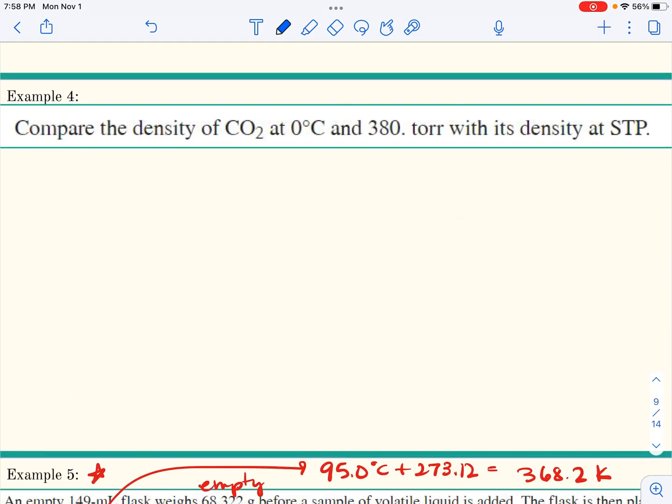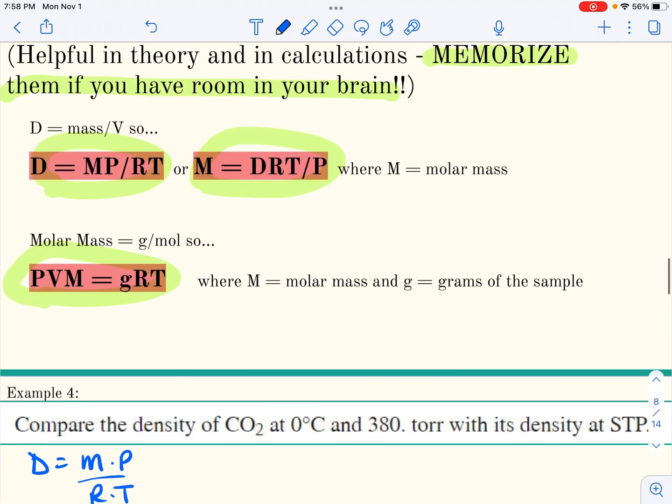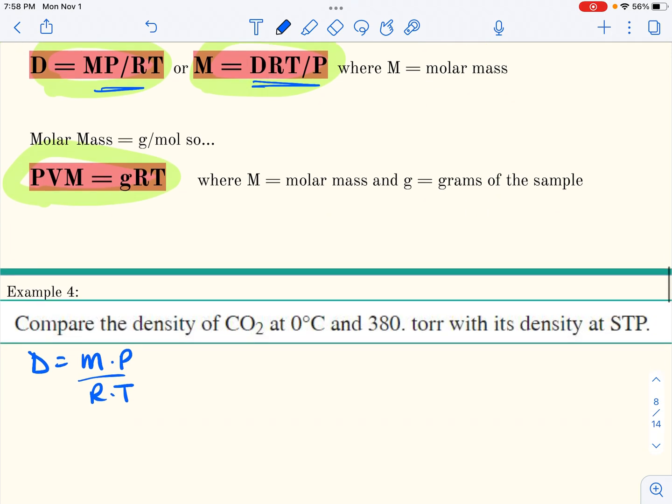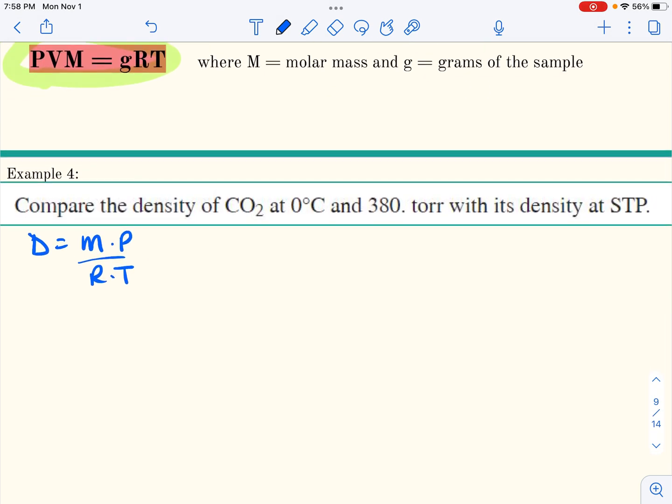So let's come back and do another one that uses the density formula. So density equals molar mass times pressure over R times T. That's this formula here. If I were looking for molar mass, I might use this form of it. If I'm looking for density, if I know them both, I'll use this form. Otherwise, you can just use one and solve for what you need.